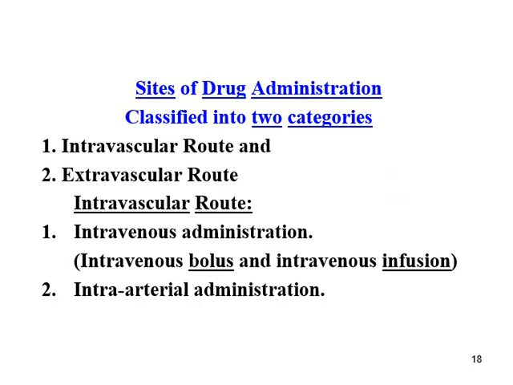The drug administration route can be classified into two major categories. One is intravascular, another is extravascular. For intravascular, we have subtypes too. The first important type is intravenous, including bolus and infusion, and we also have intra-arterial administration.